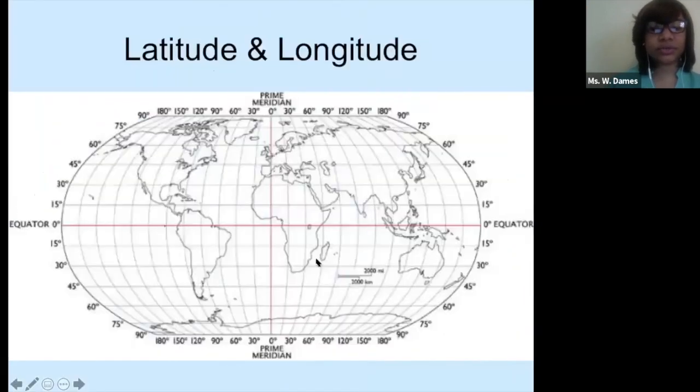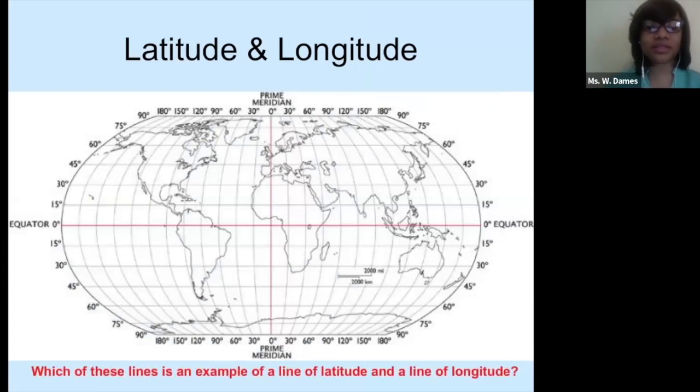Let's continue. So latitude and longitude lines. Just a little quick review on this. Which of these lines is an example of a line of latitude? Which is a line of longitude? Feel free to answer in the chat. Which is your line of latitude? Which is your line of longitude?